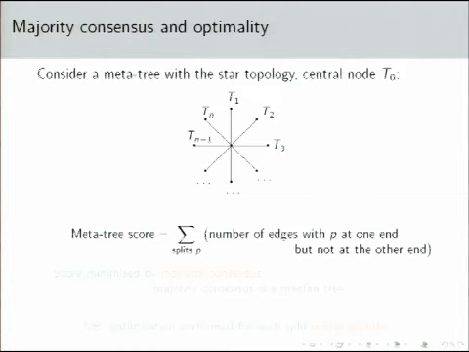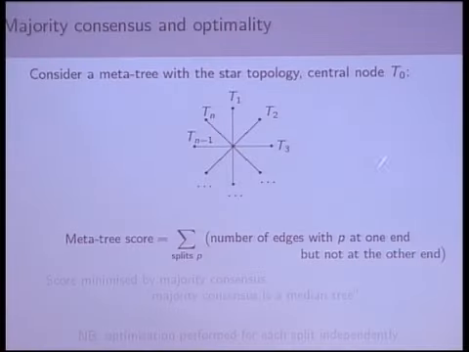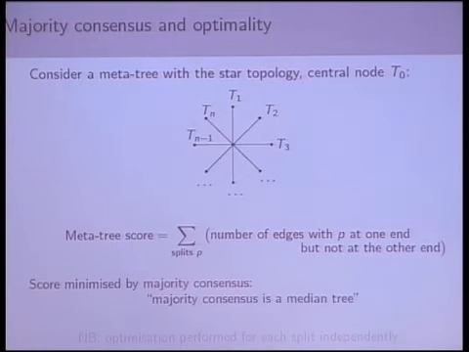Well, there's a very nice property of the Robinson-Folds metric, which I'll explain here. If we consider a metatree with a star topology, so here's a metatree, the central node I'm going to denote T0, and then we've got our collection of trees around the outside. Well, we can write down the score for this configuration. It's the number of edges with a split P at one end, but not at the other, summed over the set of splits. And this score is minimized by taking the majority consensus at the middle. This result is usually referred to as saying that the majority consensus is a median tree.